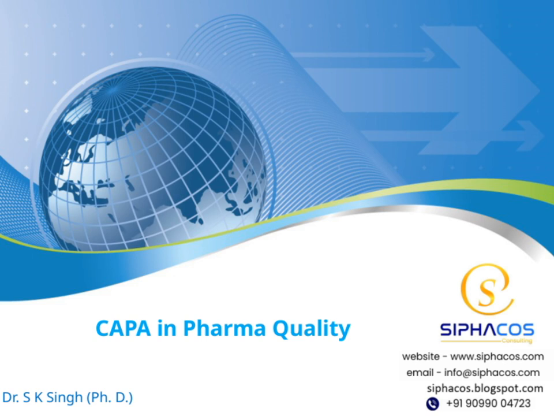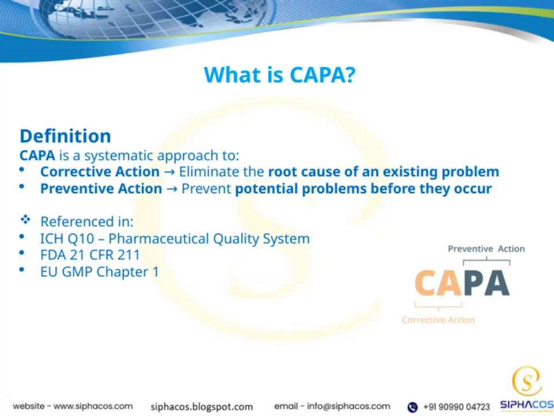So let's get started. Let's take a closer look at what CAPA really means. It is a systematic approach, and that's key. It's designed to help us address issues effectively. When we talk about corrective action, we're focusing on eliminating the root cause of an existing problem. This is about fixing what's already happened to prevent it from happening again.